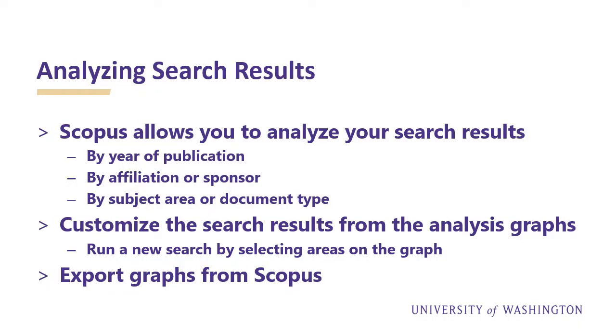Scopus allows you to analyze your search results. You can do this by year of publication, by the affiliation or sponsor of the research, and by the subject area or document type. You can also customize the search from the analysis graph, which allows you to run a new search by selecting what you want to view. You can also export graphs from Scopus as well.